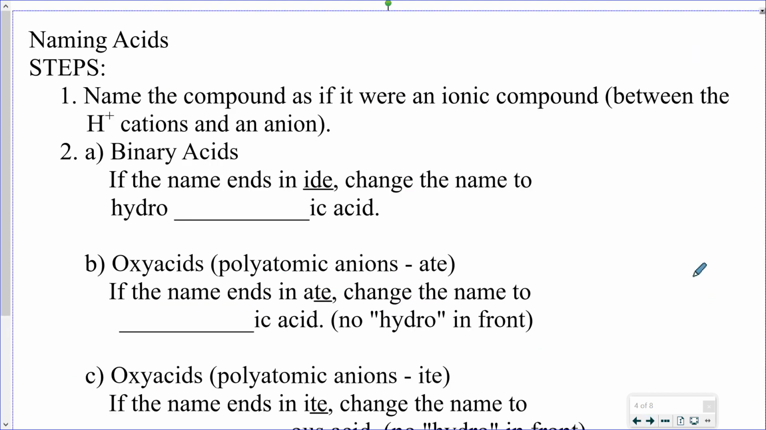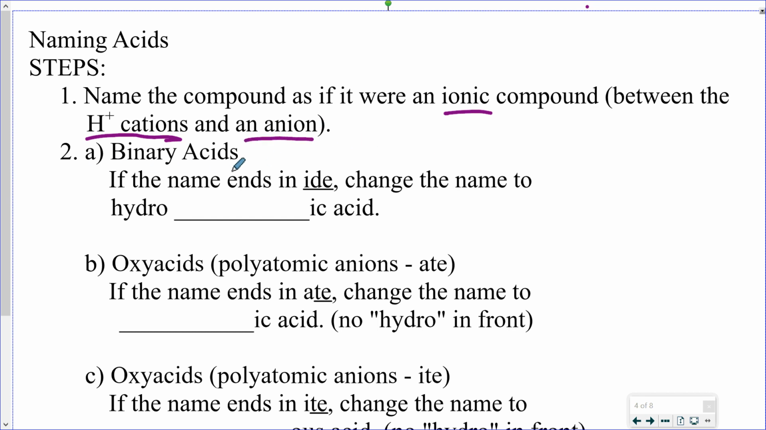So let's get into writing the names and the formulas for acids. I mentioned that they are molecular compounds, but at this point it's easier to think of them as ionic compounds because that is the first step in naming it as an acid, is to typically name it as an ionic compound first. So yes, name the compound as if it were ionic, where the hydrogen ion is the cation, of course, and everything else, whether it's one or more elements, is going to be the anion.